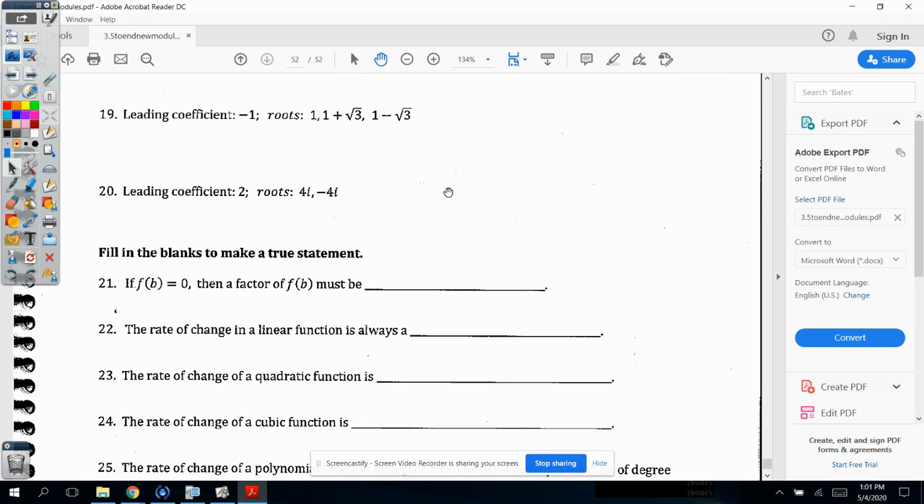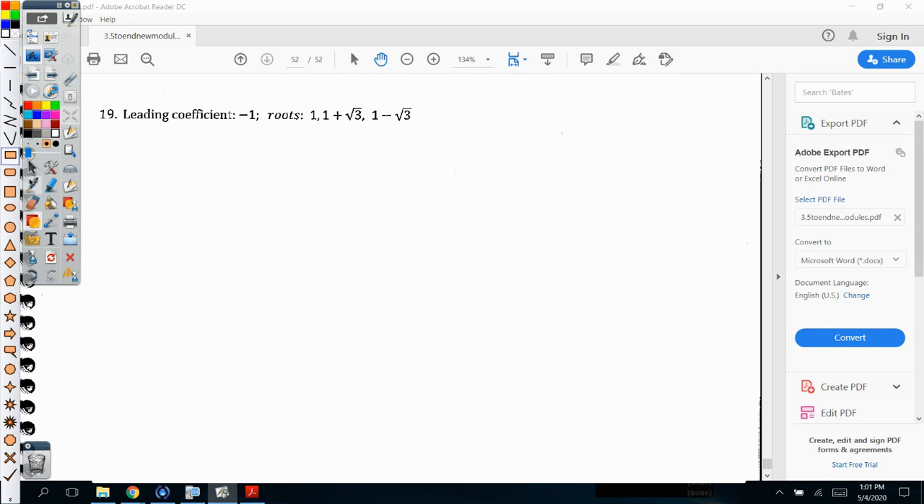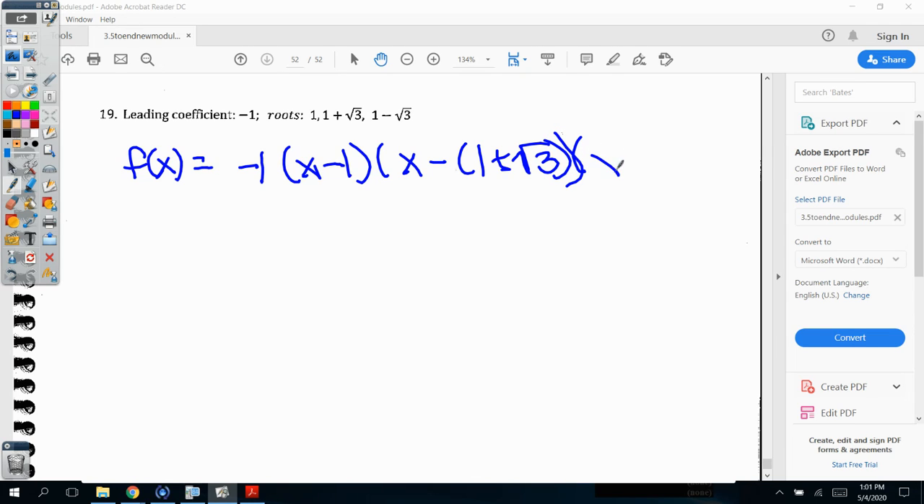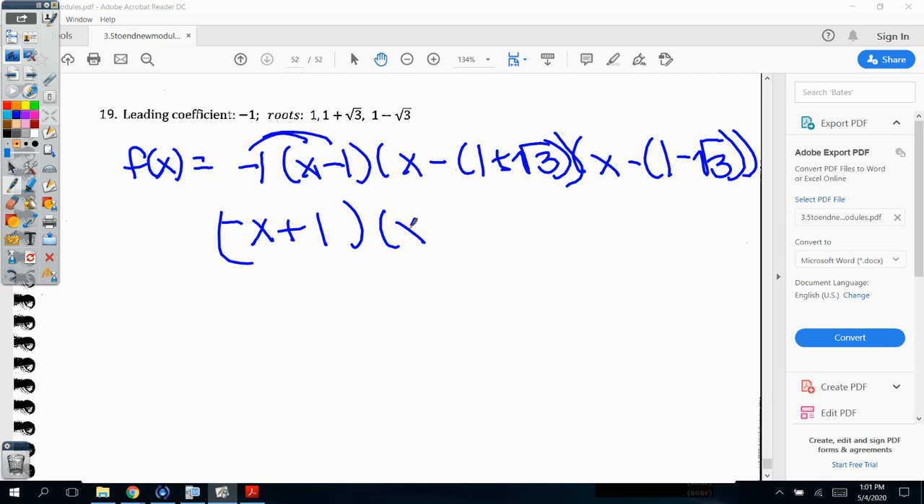Okay, try this guy. Negative 1 is the leading coefficient. If 1 is a root, then x minus 1 is a factor. This will be x minus 1 plus root 3, and x minus 1 minus root 3. This will be negative x plus 1. And I'm going to change this, x minus 1 minus root 3 and x minus 1 plus root 3.